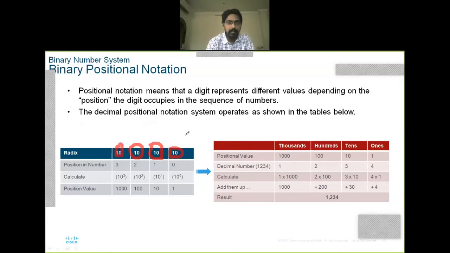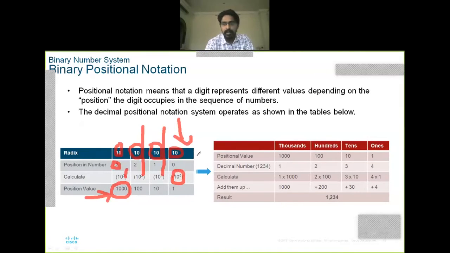Position value means the first position is indicated with 10 to the power of 0. Second position, 10 to the power of 1. Third position, 10 to the power of 2. Fourth position is 3, that means you have to use 10 to the power of 3. 10 to the power of 3 means after 1 we need to write 3 zeros. This is the format for obtaining a position value, and then we apply the same thing to the data.